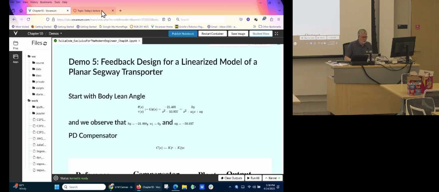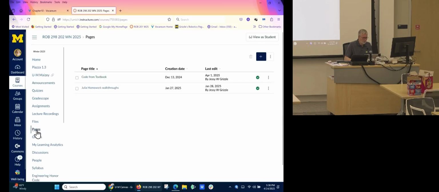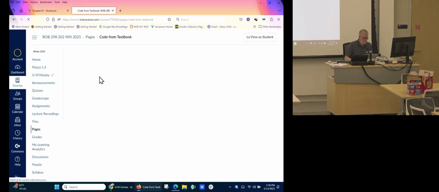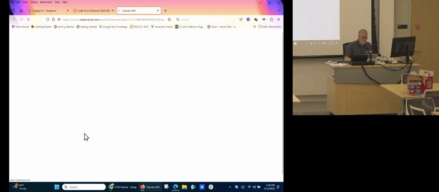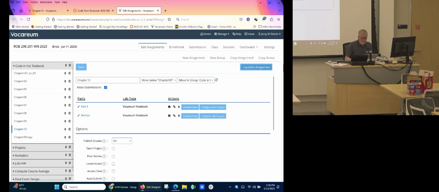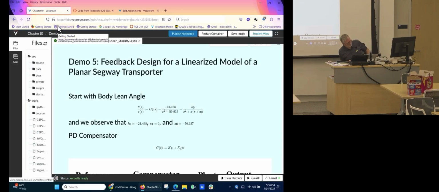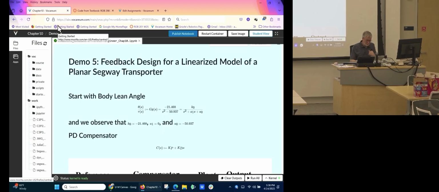In case you've forgotten how to get to this, you go to Pages, Code from the textbook, pick the chapter, and then, you only have student view, but then you want the part with the demos. So that's what we're doing here, the demos. Pages, pick the chapter. You've got access to all this code that's in the book. If you copy and paste it from the PDF, it'll mess up all the f's and several other letters.